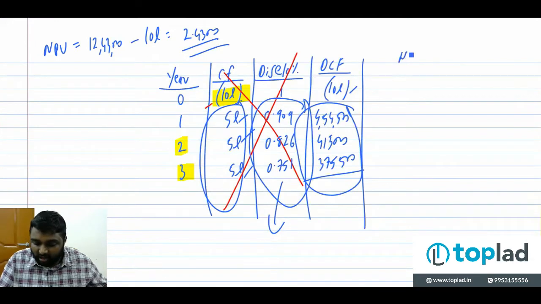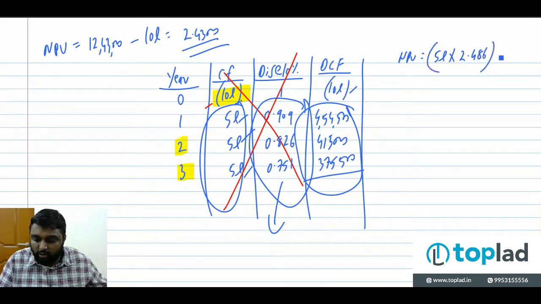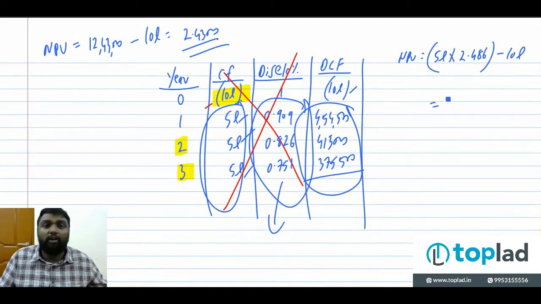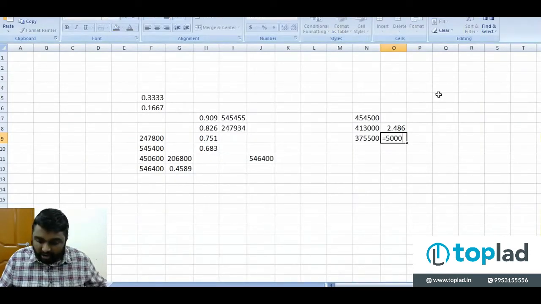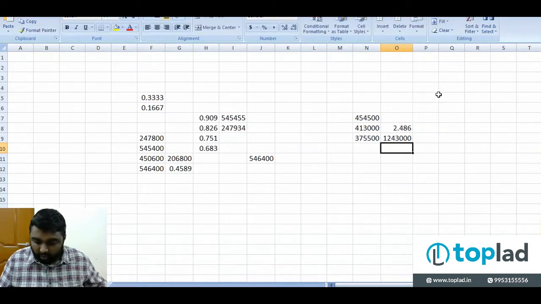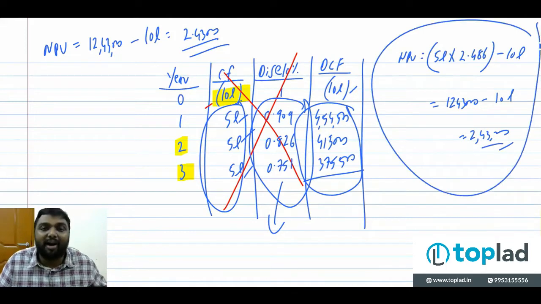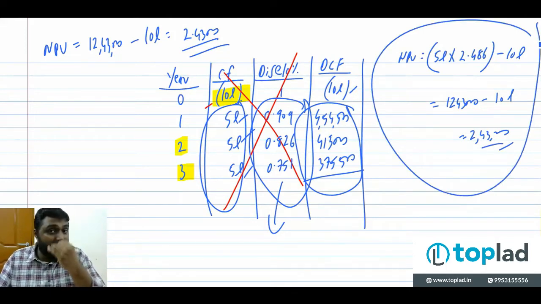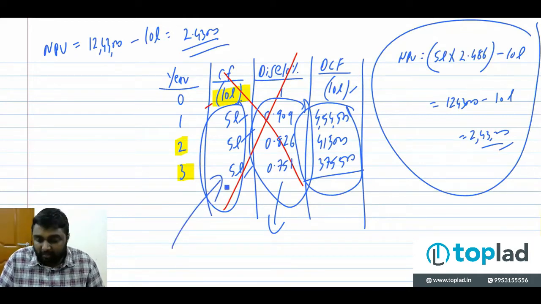See, look here, NPV equals 5 lakh into 2.486. We should know the shortcut, and only then can we save time very well. Shortcut method: 5 lakh into 2.486, the same 12 lakh 43,000 you get. Your answer is also the same, with only this small calculation. This can be done when you have the same cash flow every year.